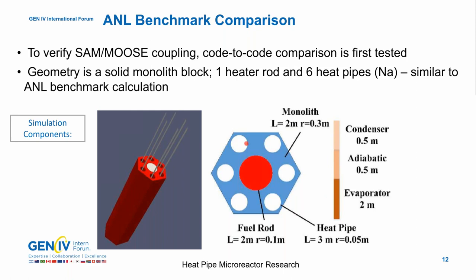It shows the fuel, the heat pipes modeled as 2D heat pipes, and the monolith. The fuel and monolith length is 2 meters as an assumption here. The heat pipe length is 3 meters, while the evaporator is also 2 meters and totally inserted into the monolith. And we also have the adiabatic section and the condenser, which are 0.5 meters each.